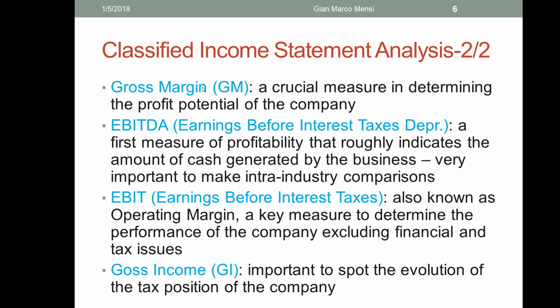Then you have gross income, okay, which is important because you spot whether the company is using some tax tricks to get a better treatment than competitors and so on. And if, for example, the tax component of costs goes down year over year, it means that either they have a very good advisor or they are exploiting some tax loopholes. Okay?